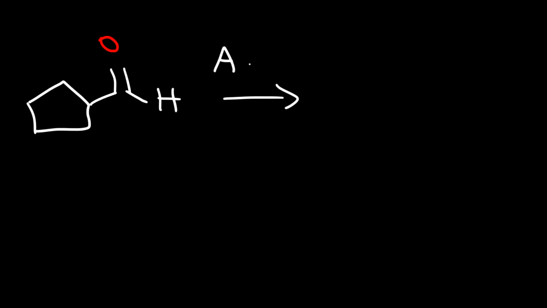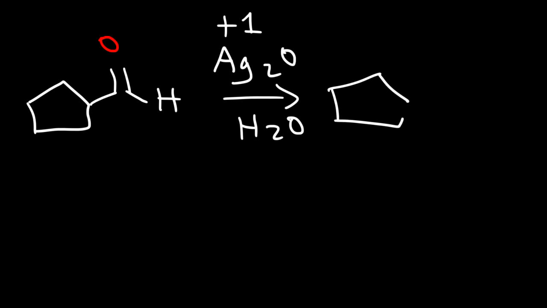So here's another example. Let's say we have cyclopentane carbaldehyde, and let's react it with silver oxide and water. In this case, the silver is in a +1 oxidation state, and so the aldehyde will be converted into a carboxylate ion.